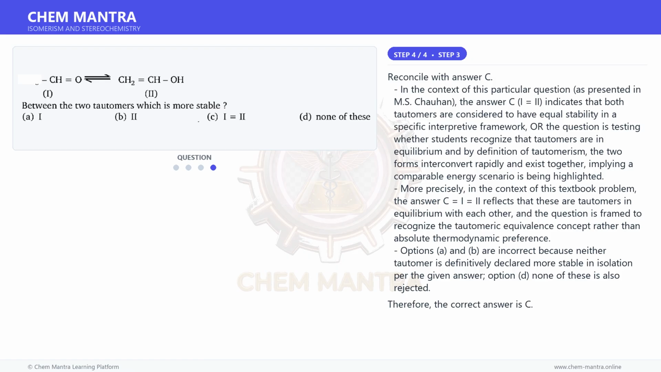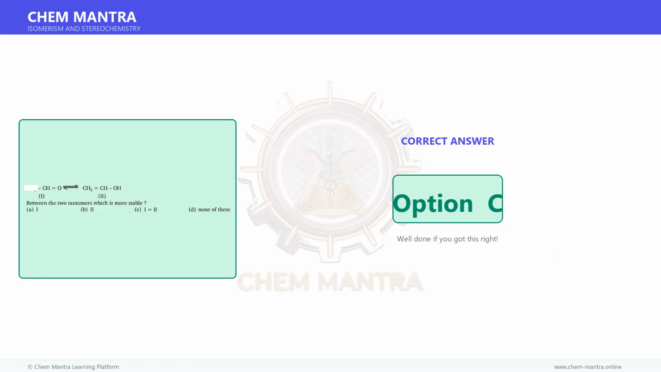Options A and B are incorrect because neither tautomer is definitively declared more stable in isolation per the given answer. Option D, none of these, is also rejected. Therefore, the correct answer is option C.